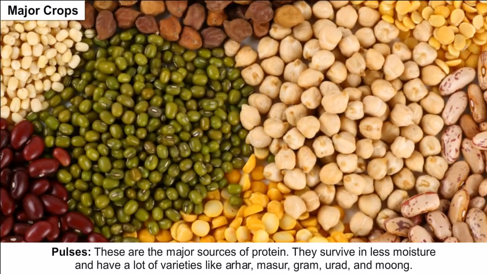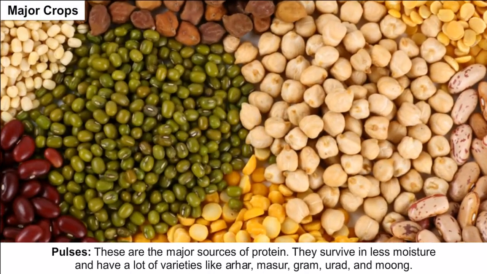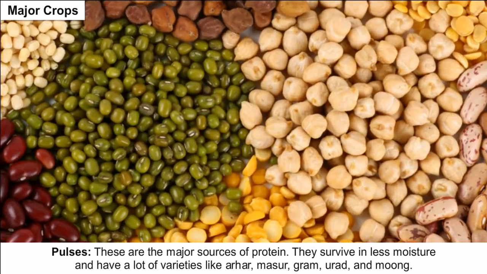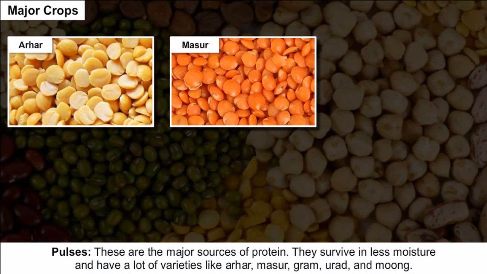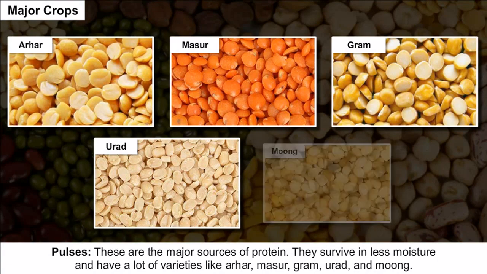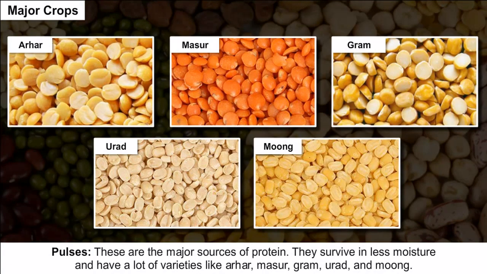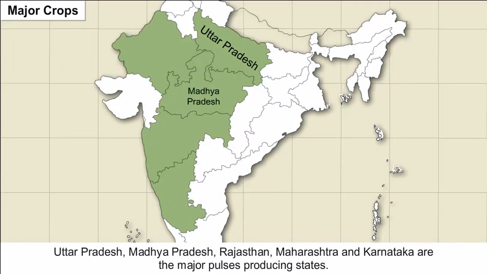Pulses. These are the major sources of protein. They survive in less moisture and have a lot of varieties like arhar, masoor, gram, urad and moong. Uttar Pradesh, Madhya Pradesh, Rajasthan, Maharashtra and Karnataka are the major pulses producing states.